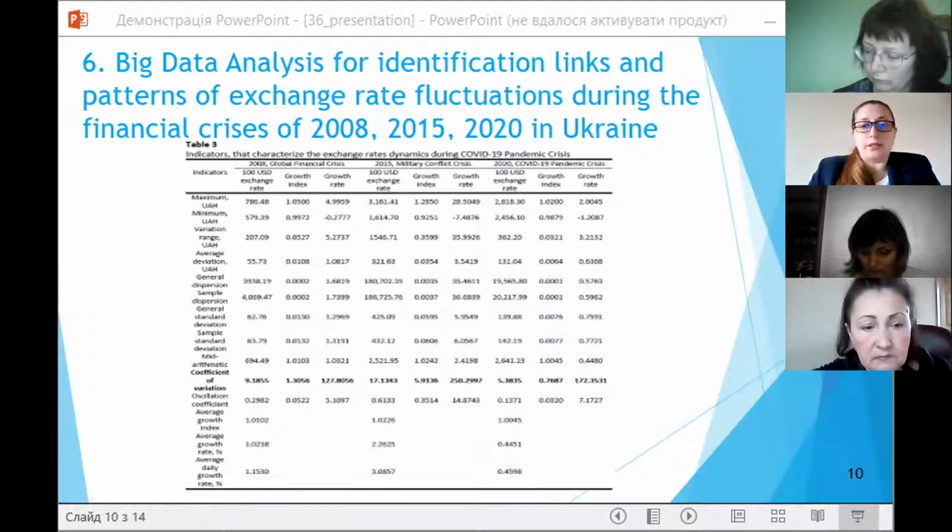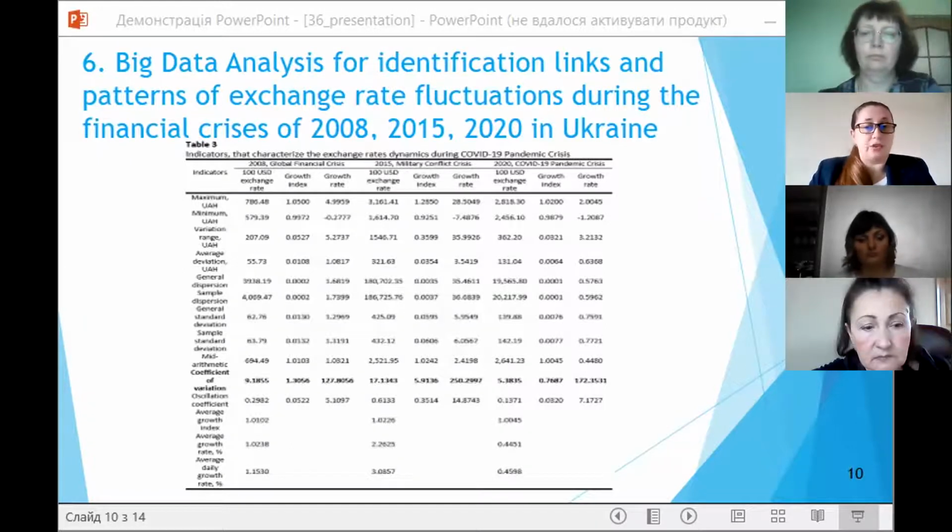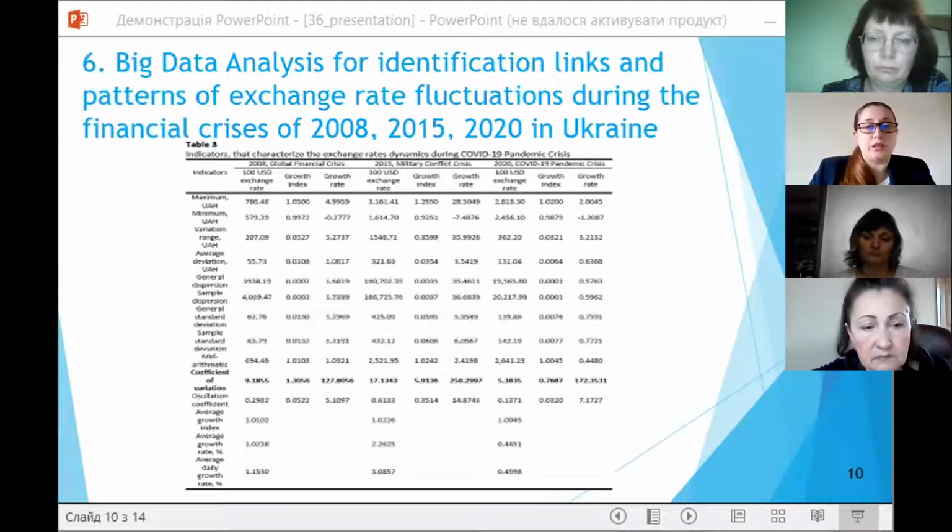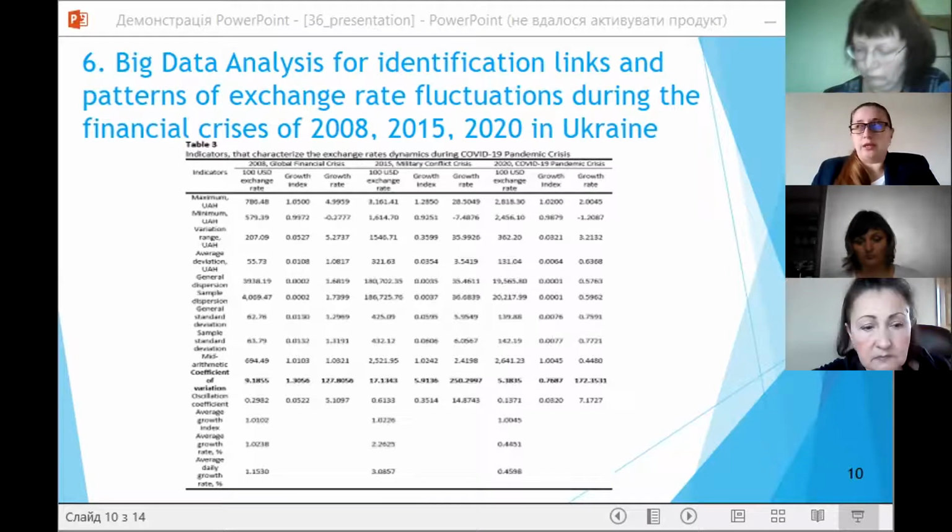The next slide shows us the dynamics analysis results during the financial crises in 2008, 2015, and 2020 in Ukraine. Comparing the values of average growth rates in different crisis periods, we see that the most rapidly changing average growth rate was 3.08% per day. It's really high because the basic criterion for whether we have overshooting or not is the daily growth rate, and if it is more than 2% per day, we have panic on the FX market, we have overshootings, we have a crisis on the FX market.